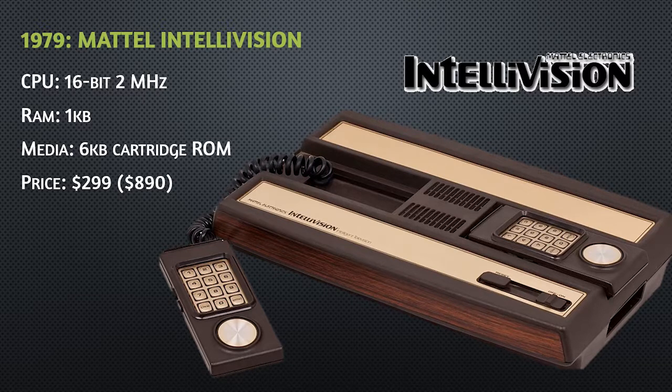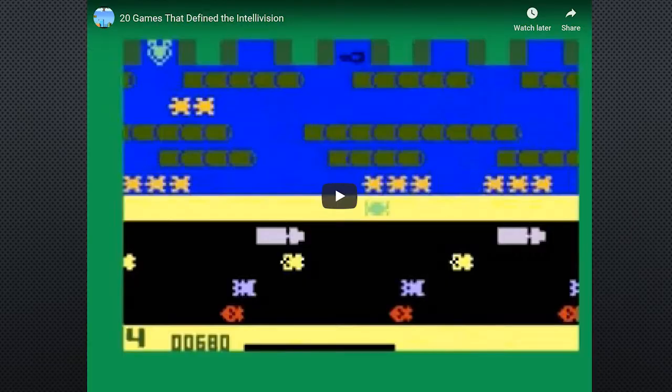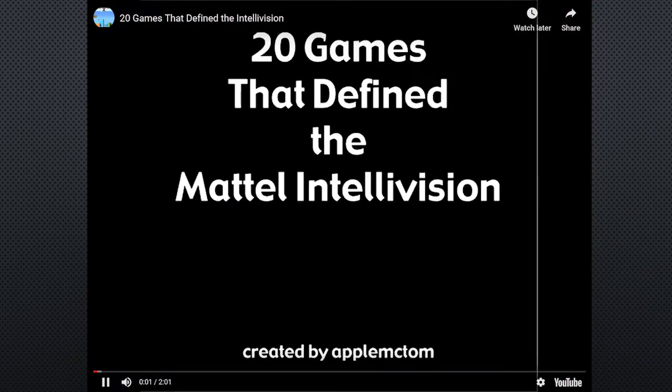So it's a little bit more expensive than the Atari 2600. It sells for $890 today. It has about 1,000 times more memory than the Atari 2600, which is its direct competitor. Okay? So basically they came out with way better hardware to go up against Atari. And they had really good graphics because of it. And they sold 3 million units. And so here's a tiny video to show you some of the games on the Intellivision.